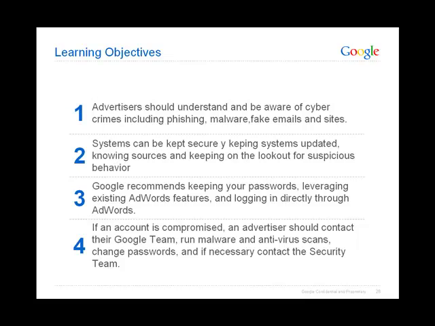Let's recap what we've covered in this session. 1. Advertisers should understand and be aware of cyber crimes including phishing, malware, fake emails, and sites. 2. Systems can be kept secure by keeping systems updated, knowing your sources, and keeping on the lookout for suspicious behavior. 3. Google recommends keeping your passwords secure, leveraging existing AdWords features, and logging in directly through AdWords. And 4. If an account is compromised, an advertiser should contact their Google team, run malware and antivirus scans, change their password, and if necessary, contact the security team.